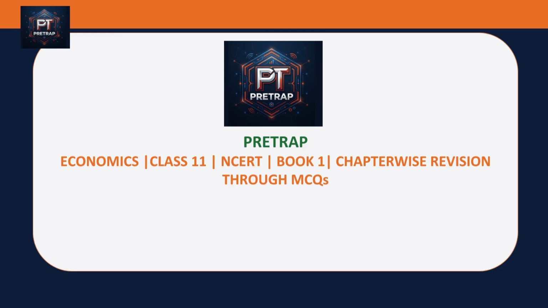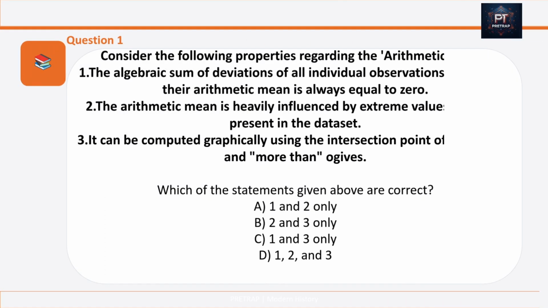So let's begin with question number 1. Consider the following properties regarding the arithmetic mean. Number 1. The algebraic sum of deviations of all individual observations taken from the arithmetic mean is always equal to 0. Number 2. The arithmetic mean is heavily influenced by extreme values present in the data set. Number 3. It can be computed graphically using the intersection point of less than and more than ogives. Which of the statements given above are correct?